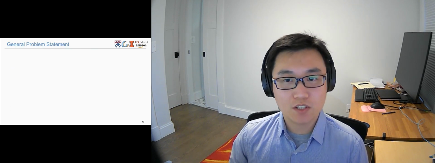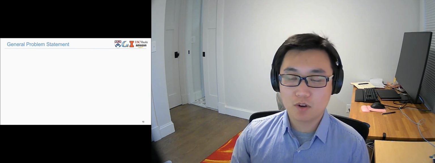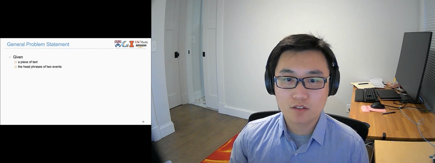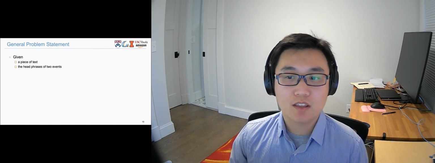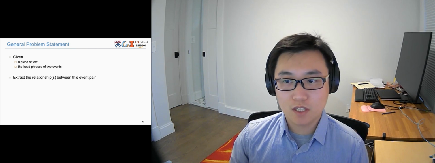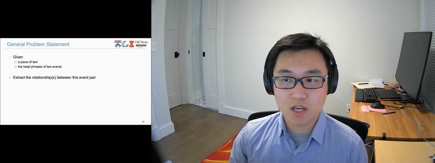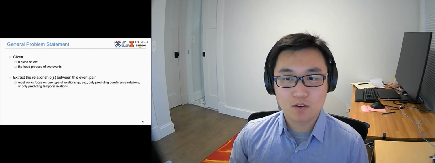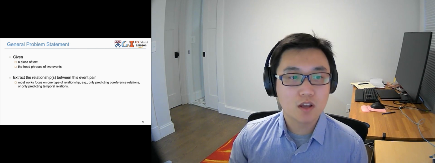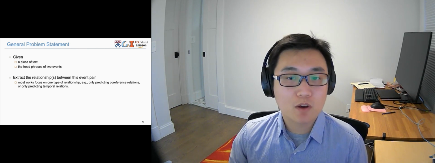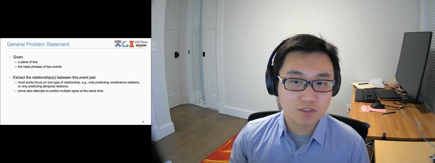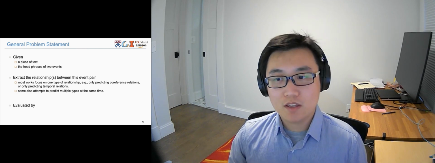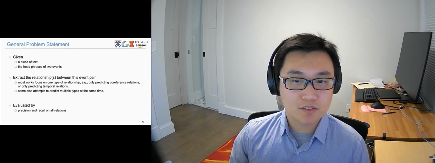Now that event-event relationships are important, here's how we define the problem. Given a piece of text and the indicators of two events, which you may remember from our previous speakers, that is often the head phrases of these events, the task is to extract the relationship between this event pair. Most works focus on one type of relationship. For instance, only coreference or only temporal relations. But nothing prevents one from predicting multiple types of relations at the same time. Since this is a standard relation extraction task, one can use precision and recall to evaluate one's system performance.